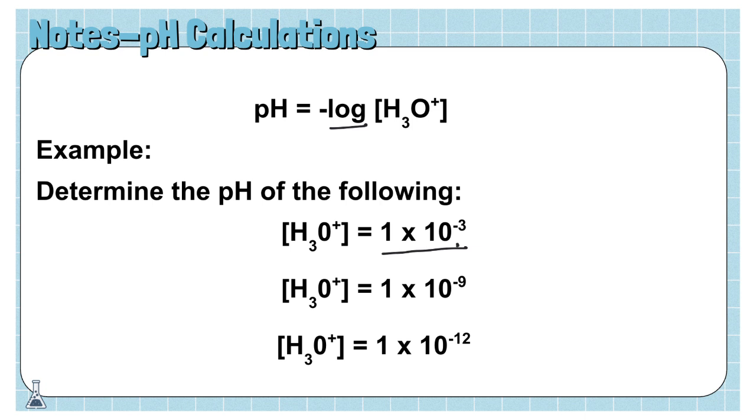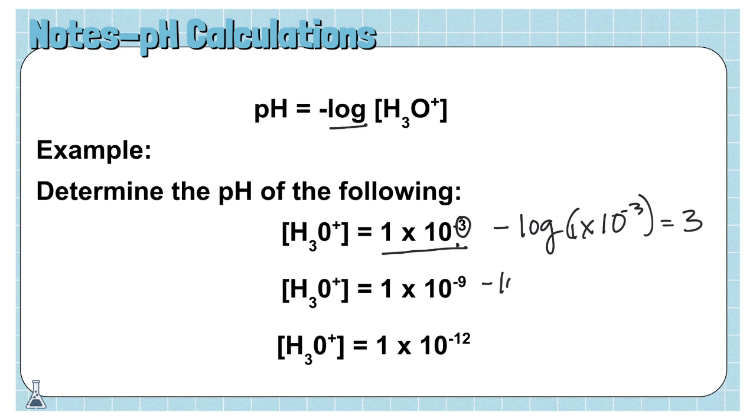So for this first one, the hydronium ion concentration is 1 times 10 to the negative 3. So what I would enter into my calculator is the negative log of 1 times 10 to the negative 3. I could really get rid of the 1 there. And when I put that in my calculator, I'm going to get 3. It's whatever that exponent is without the negative in front of it.